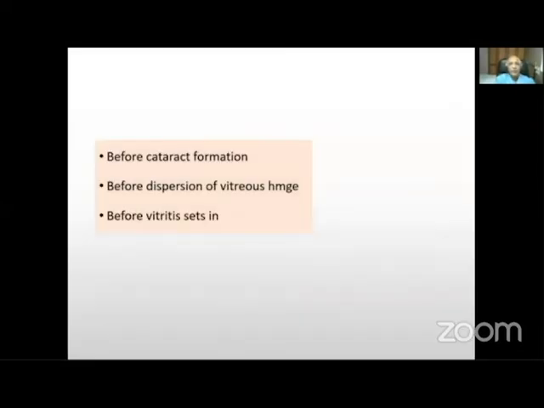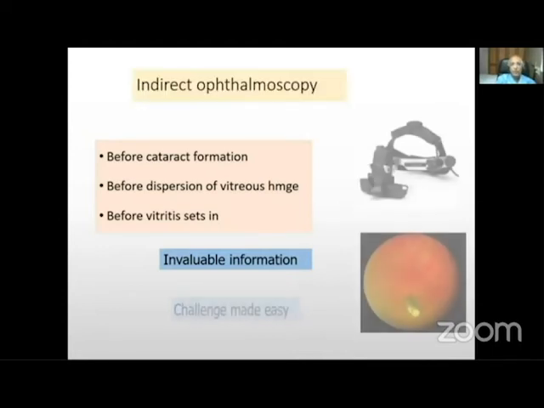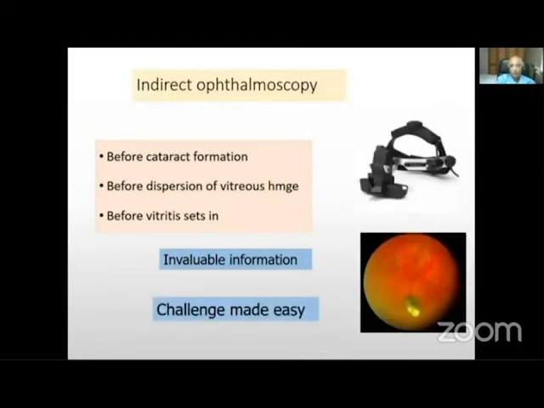But before cataract formation, before dispersion of vitreous hemorrhage, before vitritis sets in, one important tool in our armamentarium, a simple one, which gives invaluable information about the presence of a foreign body and its location, is indirect ophthalmoscopy, and one should spare no effort to look for one, even if there's a mature cataract.